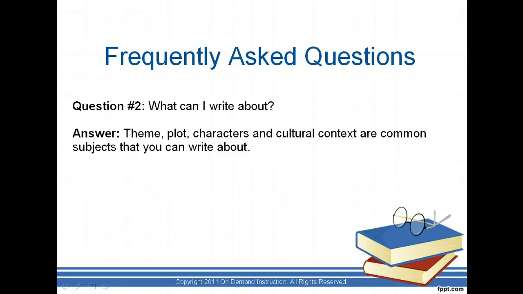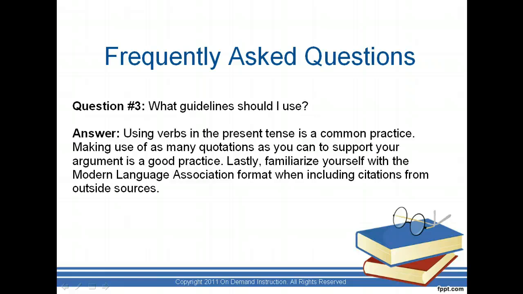Another question is, what can I write about? Common subjects include theme, the plot, and the characters. What guidelines should I use? Writing verbs in the present tense is a common practice. Making use of as many citations as you can to support your argument is also a good practice. Lastly, familiarize yourself with the Modern Language Association, or MLA, format when including citations from outside sources.